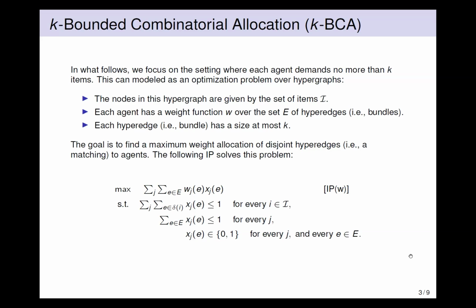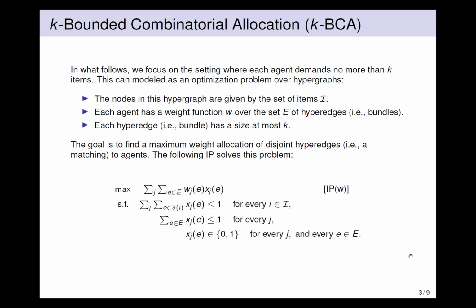In the first set of constraints, I'm saying that every item cannot be allocated more than once, because on the left-hand side I'm taking the summation over every agent and over every hyperedge incident to an item, every bundle incident to an item. And then in the second set of constraints, I'm saying that every agent cannot receive more than one bundle.